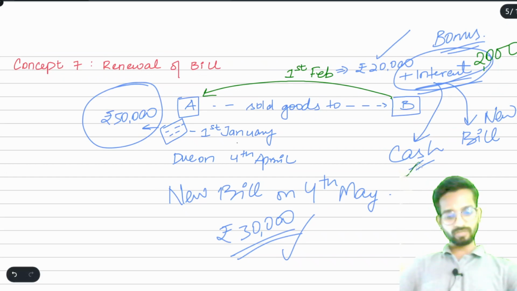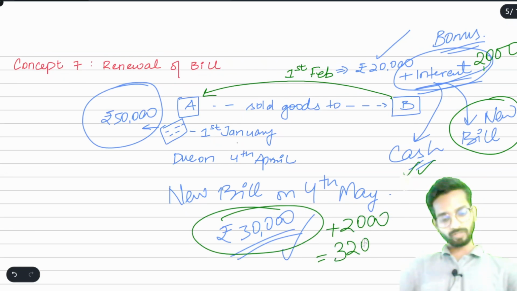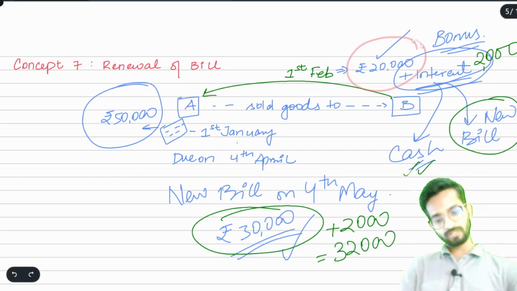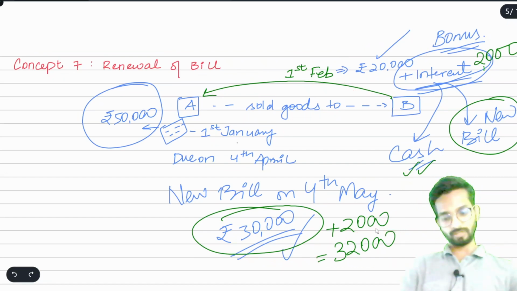He can pay 2,000 in cash. If he is not paying 2,000 rupees in cash, he will add it in the new bill. How much is the worth of new bill? New bill is 30, so he will make a new bill of 30 plus 2,000, that is 32,000. So the total benefit for A will be this 20,000 plus this 32,000, that is 52,000. But he was supposed to get how much? Only 50,000. That's why there is a renewal of bill.